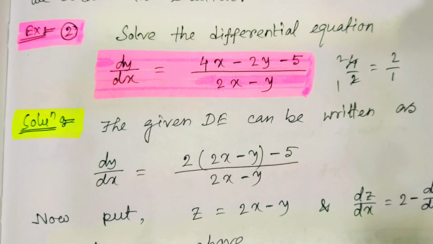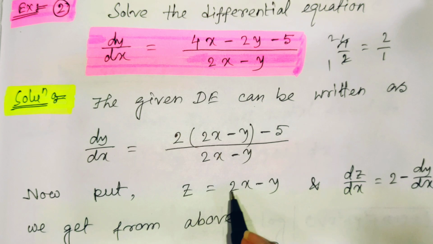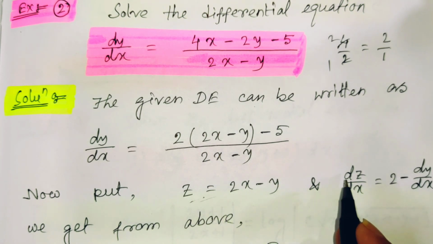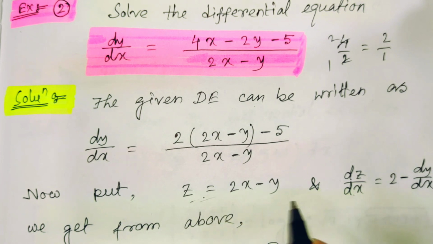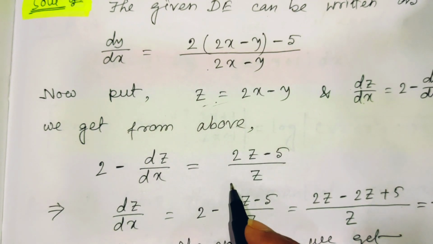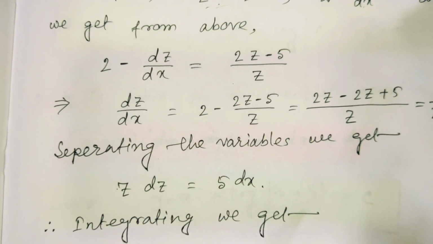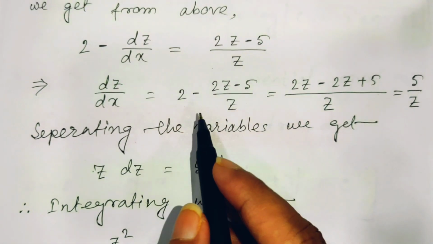So accordingly we simplify and take z is equal to 2x minus y. After that, if we take the derivative of this one, then we find dz by dx is equal to 2 minus dy by dx. Now substituting these values of dy by dx and z in this equation, we find the equation as this one, and after simplification we shall find the equation in the form of this one.